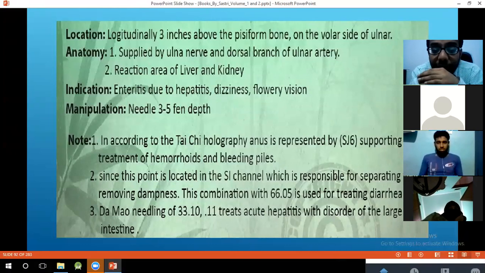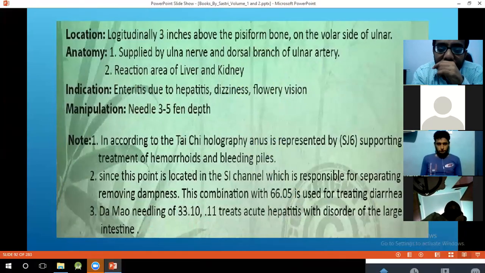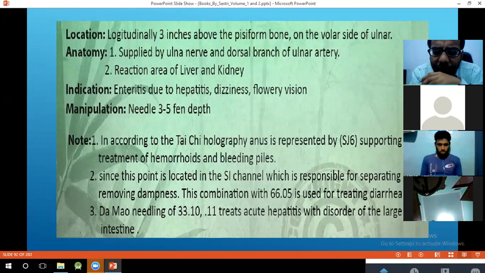Use this combination, 33.10 and 11, with liver 3, spleen 9, with some needles in the scalp, which I'll teach you. It gives very good results in this area. And you can also combine it with 66.05 and 66.06. So it gives good results.